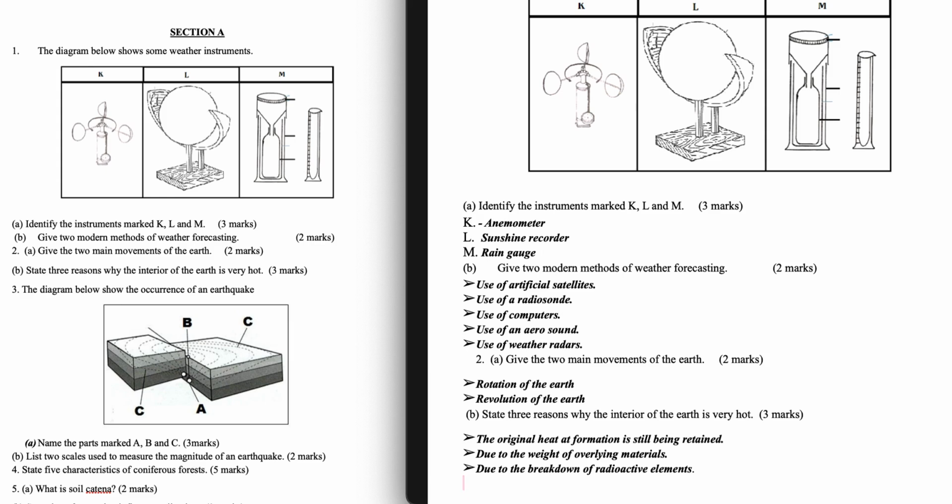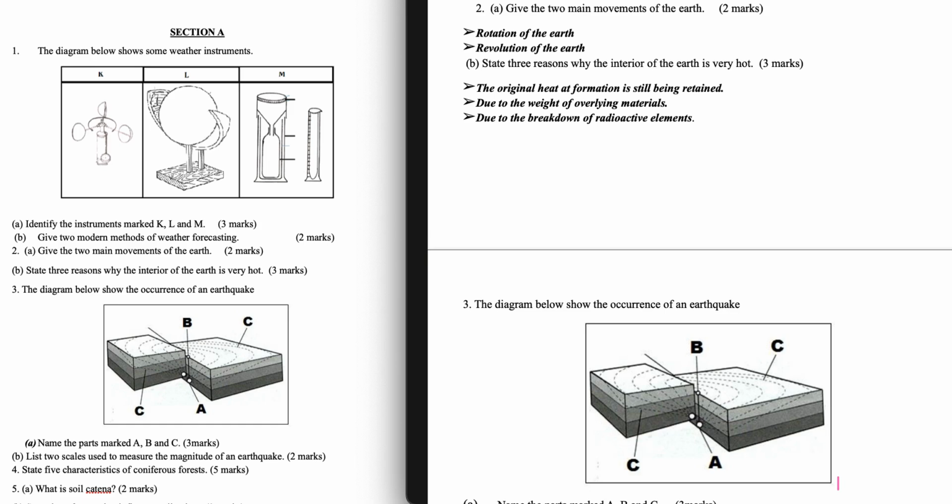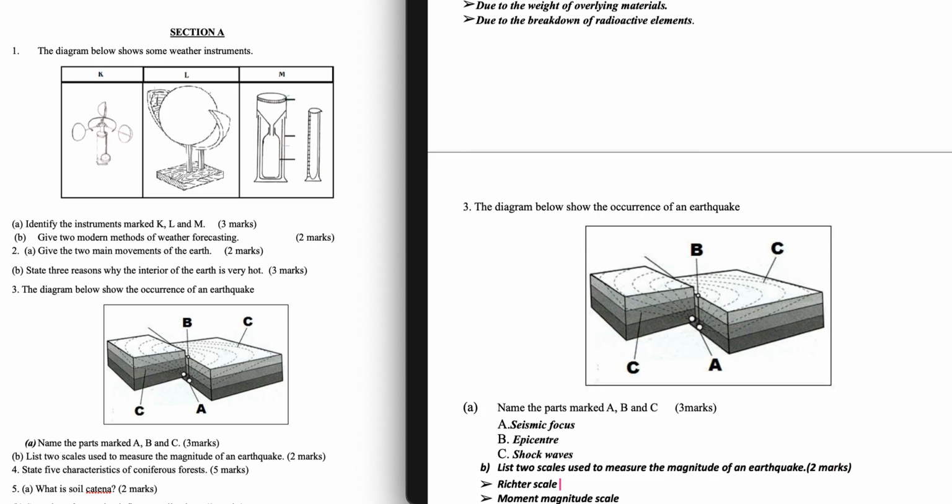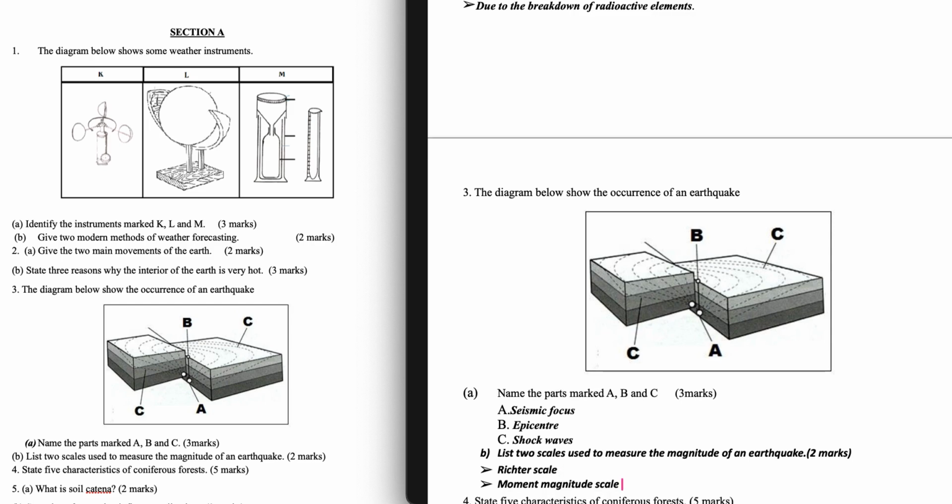Question 3. The diagram below shows the occurrence of an earthquake. Name the parts marked A, B, and C. A is seismic focus, B epicenter, C shock waves. Question 3b. List two scales used to measure the magnitude of an earthquake. Richter scale and moment magnitude scale.